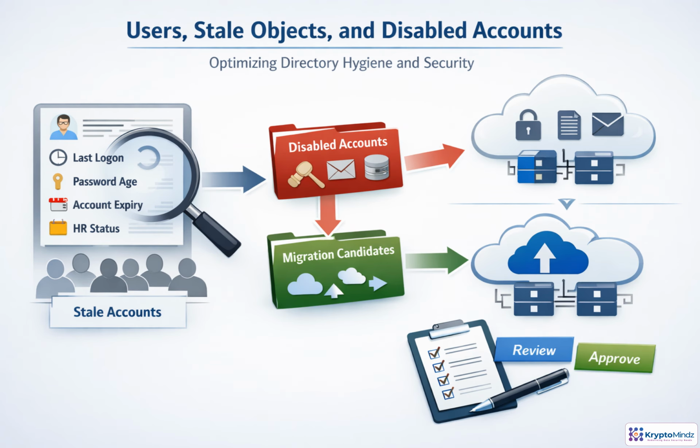Directory cleanup should be driven by evidence, not assumptions. Use last logon, password age, expiration, and HR status to identify accounts that may be stale. Then validate with managers, application owners, or records teams before taking action. Disabled does not always mean disposable. Some accounts support audit history, mailbox retention, legal hold, or service ownership. Once validated, classify each object clearly: migrate, exclude from sync, archive, disable, or delete. Document the owner, business reason, decision, and timing, so clutter and risk are not synchronized into the cloud.